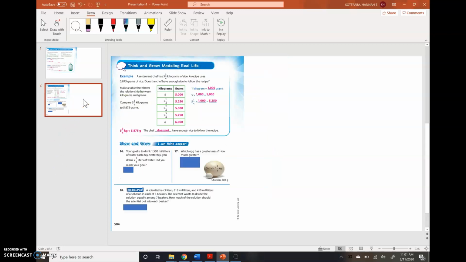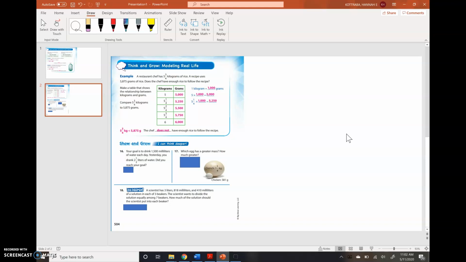So now let's actually look at the paper. The example walks you through one way to convert from kilograms to grams, and you're going to multiply by 1,000 because you need 1,000 grams to equal 1 kilogram. So read through the example, make sure that you do that so it can give you a good start.